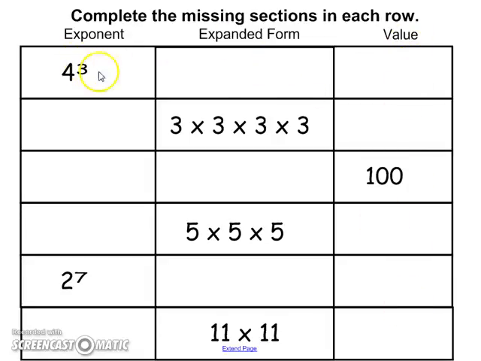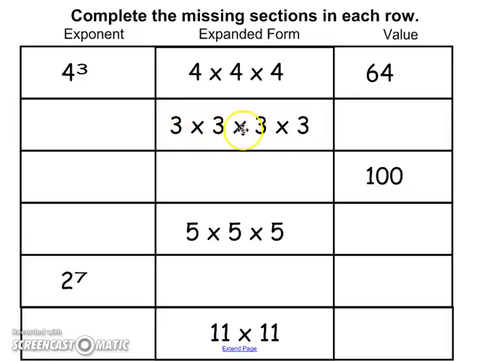So 4 to the 3rd, we know is 3 4s multiplied together. 4 times 4 times 4. 4 times 4 is 16. 16 times 4 is 64. Okay. And so these values here are all equal to one another. You have to realize that they are all the same value. They just are different forms of the same value.